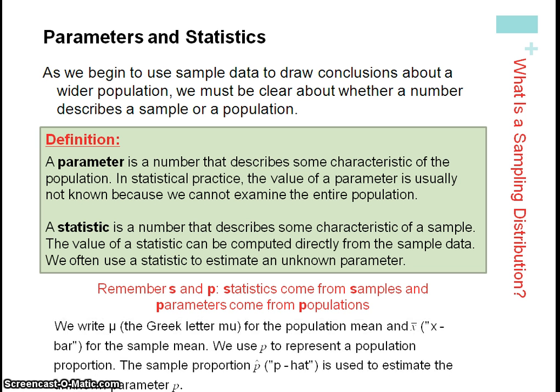Here we go. Mu, the Greek letter mu, for the population mean, and x bar for the sample mean. P represents a population proportion, and the sample proportion p hat is used to estimate the unknown parameter p.